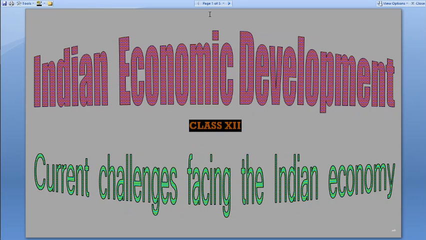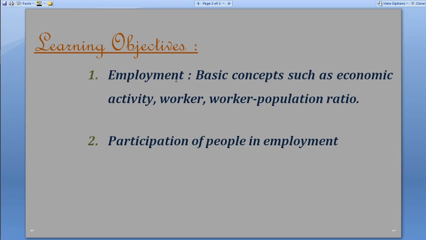Hello and welcome to our discussion on the new topic today under the same unit, current challenges facing the Indian economy. That is the topic on employment. In today's session, we'll learn about the basic concepts such as economic activity, worker population ratio, and also we'll learn about participation of people in India in the employment process.